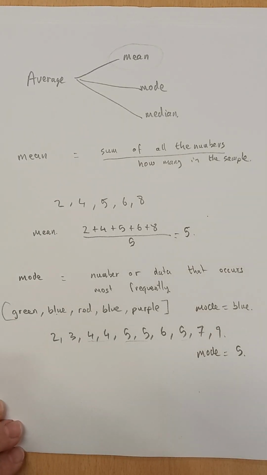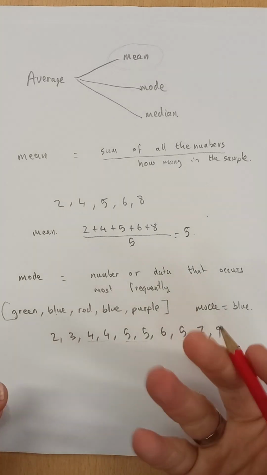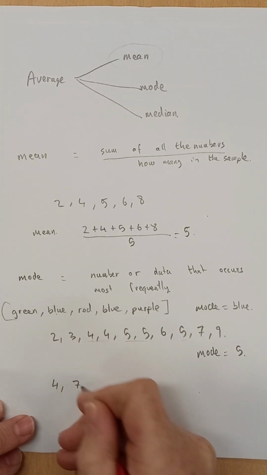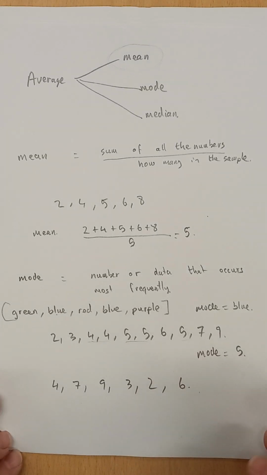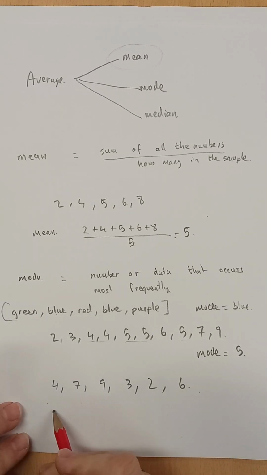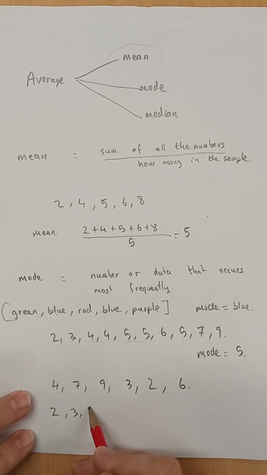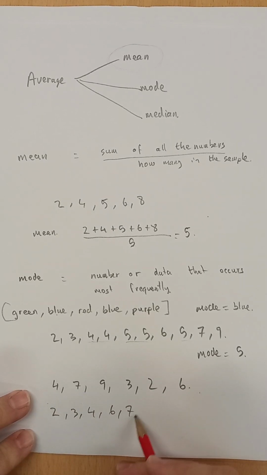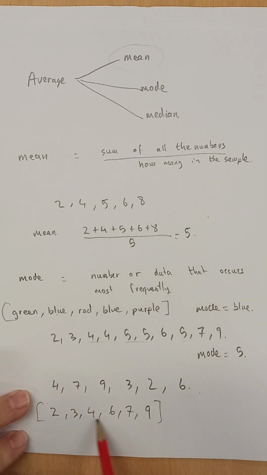Okay, and the median. Median, again, can only be done with numbers. So how would I do it? So let's say I take some numbers. Let's say 4, 7, 9, 3, 2, and 6. For the median to work, you have to do something first. You have to sort the numbers in order from smallest to biggest. So let's rearrange these. So that's really 2, 3, 4, 6, 7, and 9.